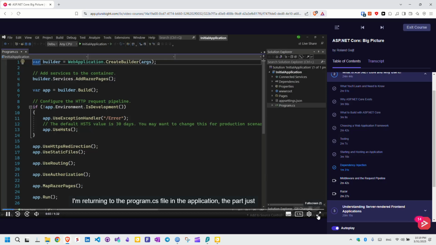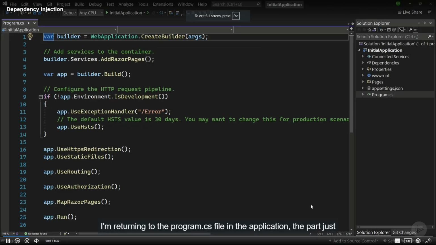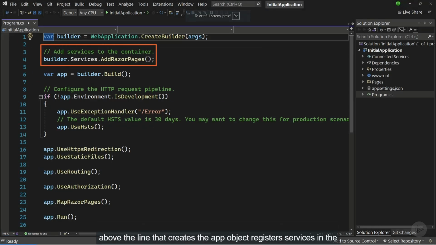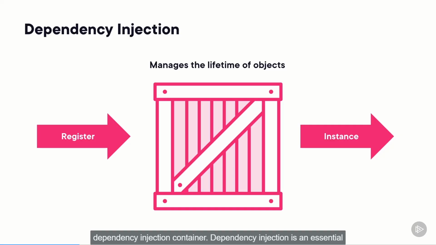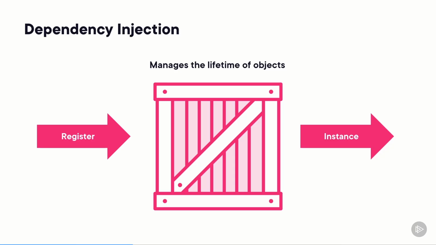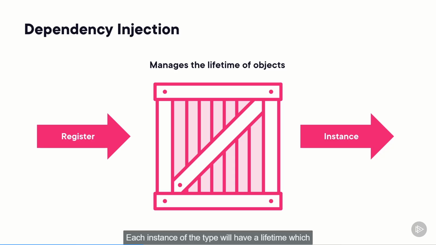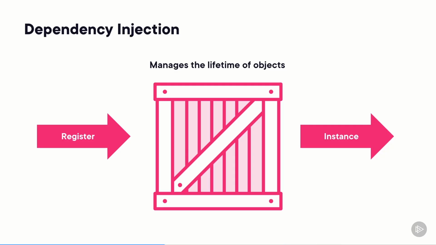I'm returning to the program.cs file in the application. The part just above the line that creates the app object registers services in the dependency injection container. Dependency injection is an essential part of every ASP.NET Core application. The container is a central place in which types can be registered. Each instance of the type will have a lifetime, which is determined at registration time.